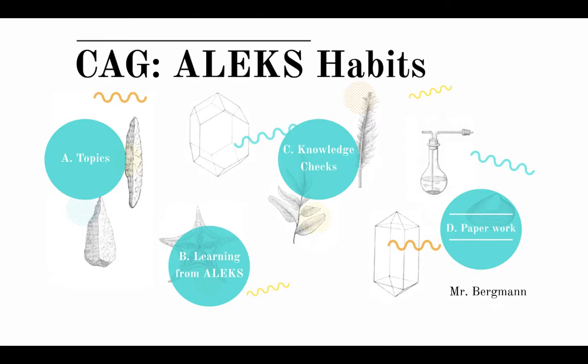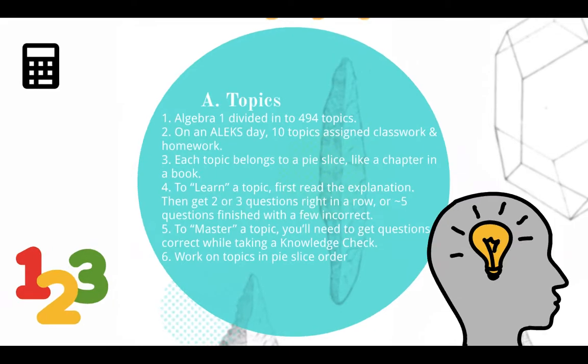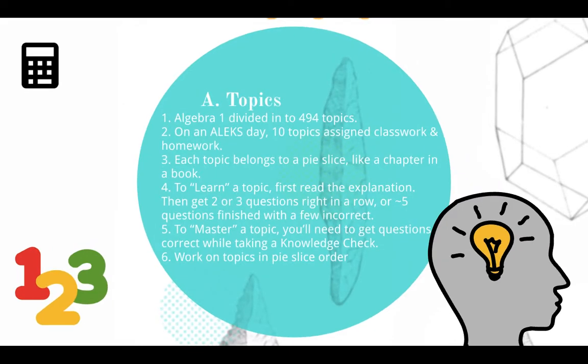Some habits you should have and think about when you are working through ALEKS. ALEKS is divided into topics, and if you took all of Algebra 1 and divided it into 494 topics, then that's what a topic is. If you took Algebra 1 as a regular class, then maybe each class you might have learned somewhere between 6 and 8 topics, or 10 topics or something like that. That's how small a topic is.